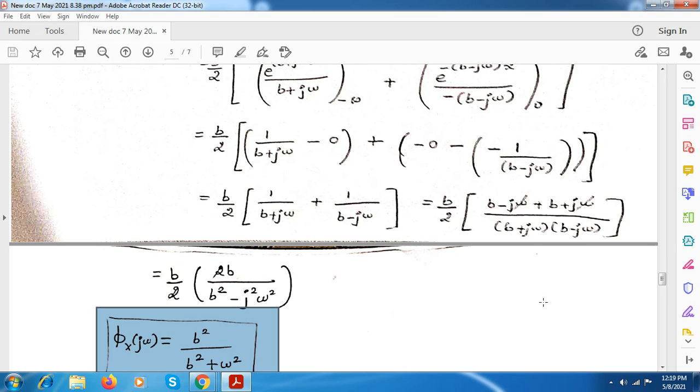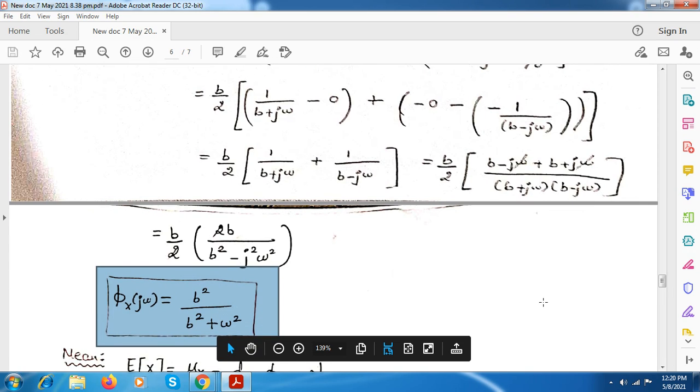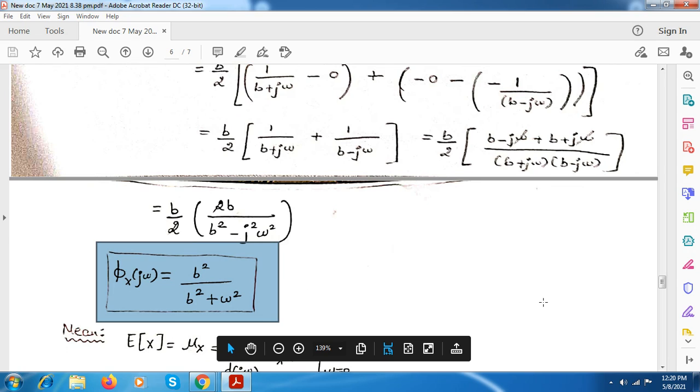So we have studied totally two distributions for discrete and four for the continuous random variable. Last one will be Gaussian distribution. We have to still study that. And in this Laplace distribution, we have to find the mean and variance. This is the characteristic function, that is b square divided by b square plus omega square.